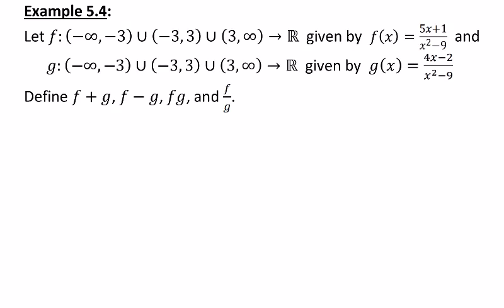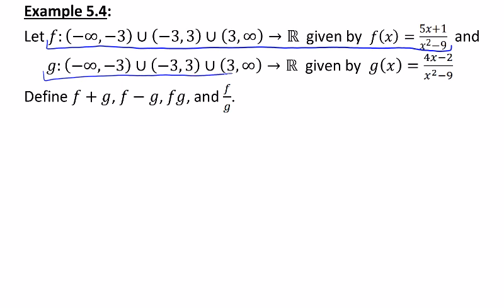Example 5.4 gives us two functions, function f, where we're getting the full function definition, and function g, also giving us the full function definition. And we're being asked to define four new functions, one with the sum, f plus g, the other with subtraction, f minus g, product, f times g, and then the quotient, f divided by g.